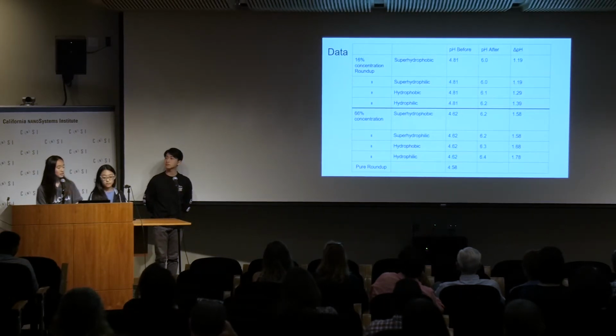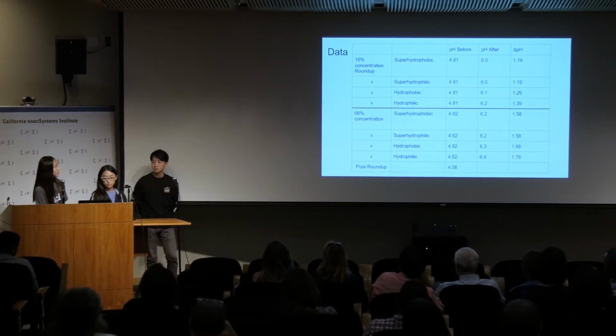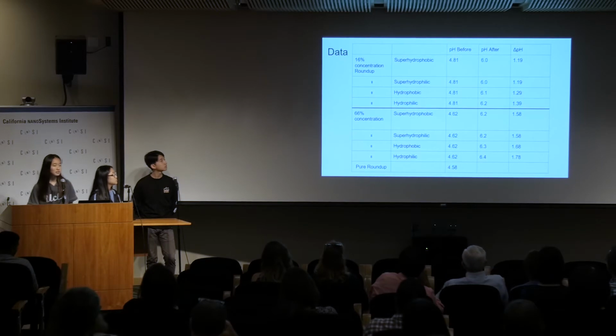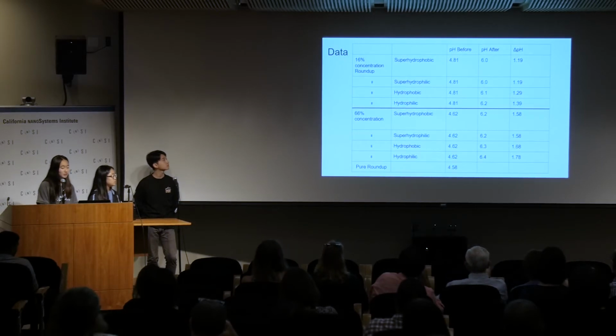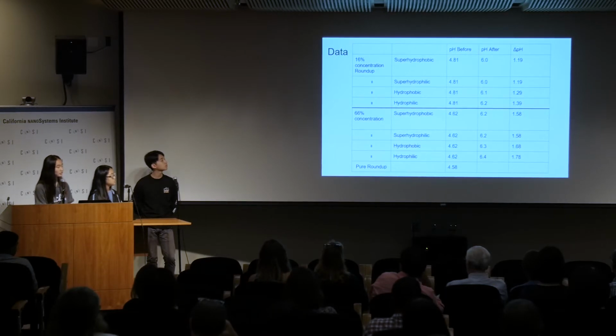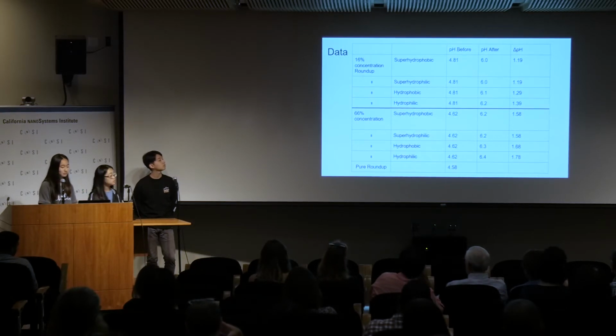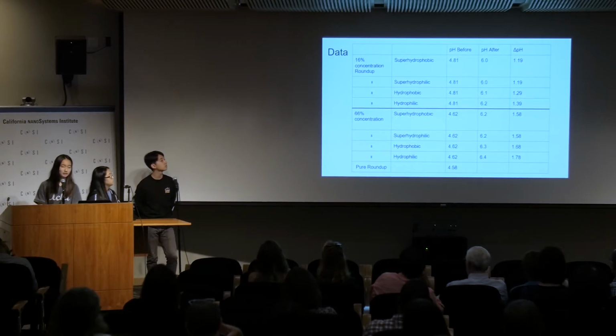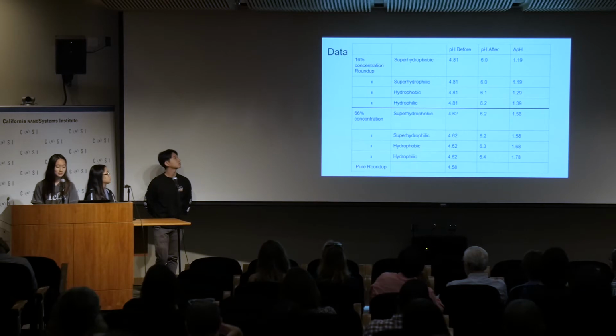So this is the data that we collected from our experiment, and we measured pH because the pH of pure Roundup is acidic, which is 4.58. We originally planned to do 4 different concentrations, but with the limited time and the long process it took to filter the concentrations, we only did the 2 extremes, 16% concentration Roundup and 66% concentration Roundup. And the pH for the 16% was 4.81 and the 66% was 4.62.